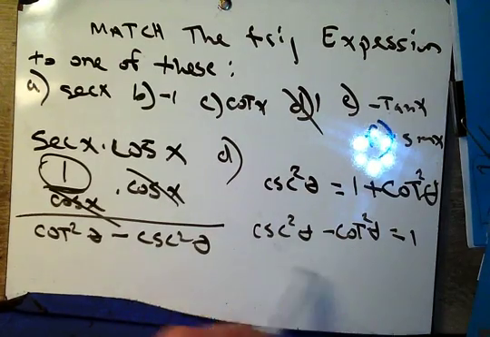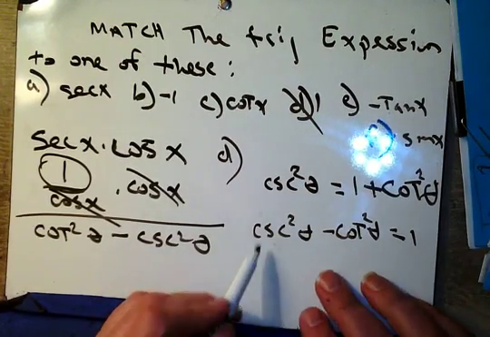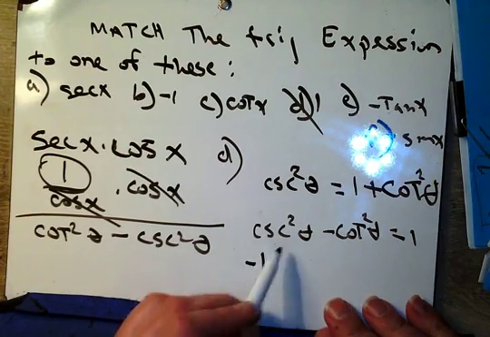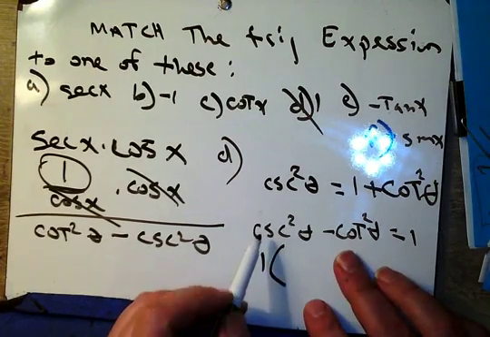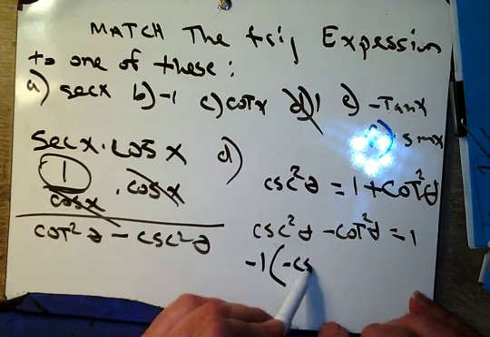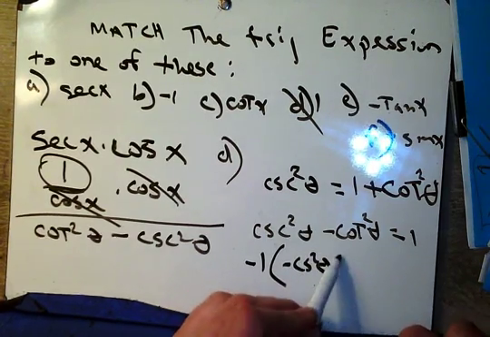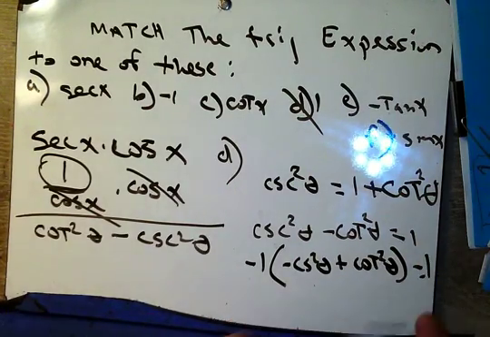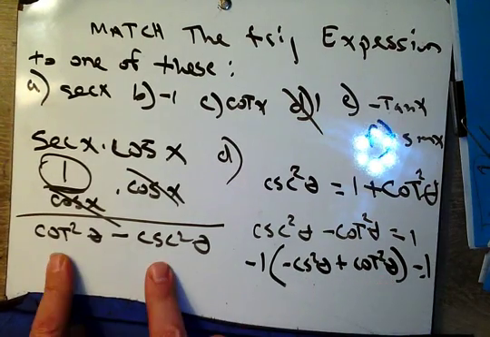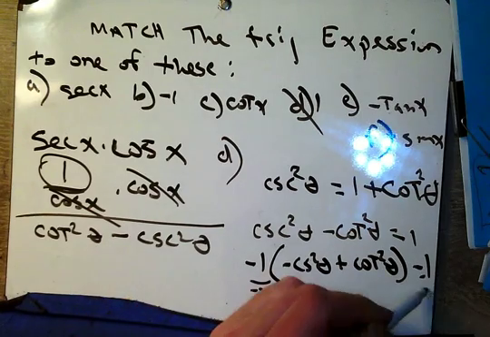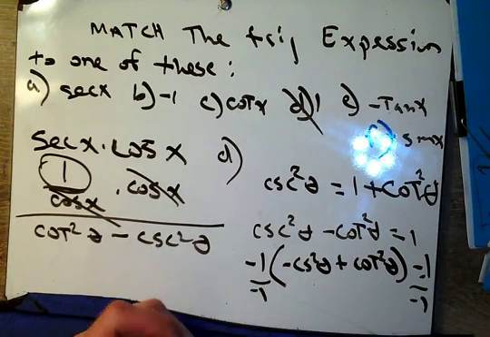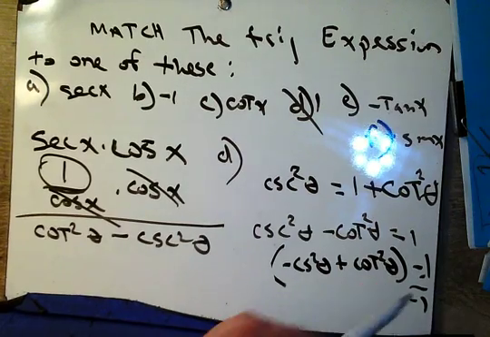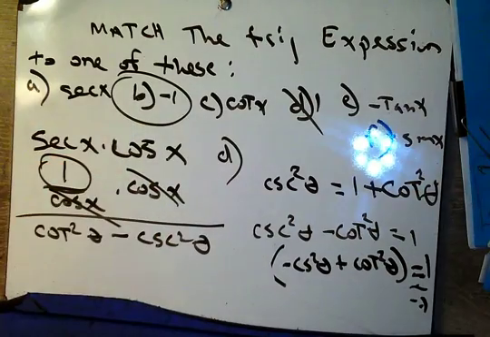Well, what I could do over here is I could say, all right, let's factor out a -1. And we're going to have negative cosecant squared, and here we're going to have plus cotangent squared, and equals 1. Well, this is that stuff. So I'm going to divide both sides of the equation by -1, and I'm going to have this stuff equals 1 over -1, which is -1. Oh, look, that's choice B.